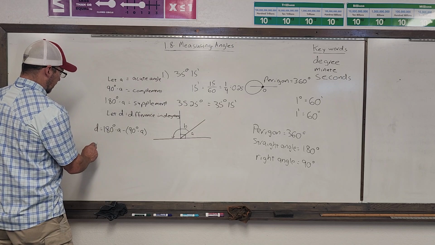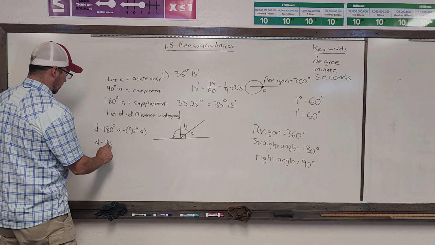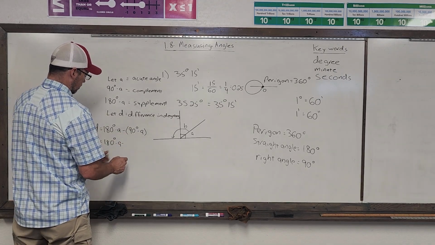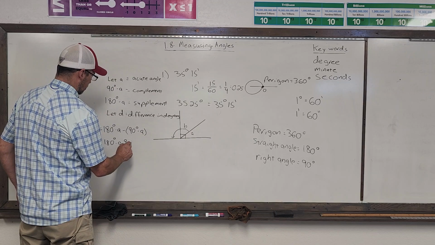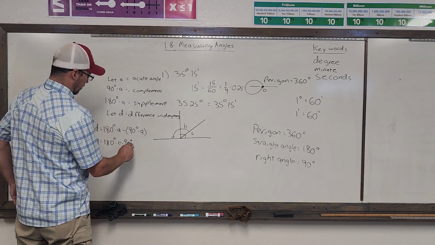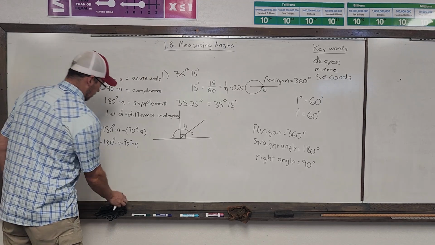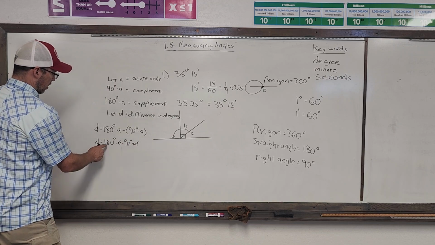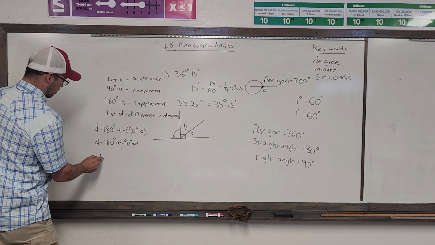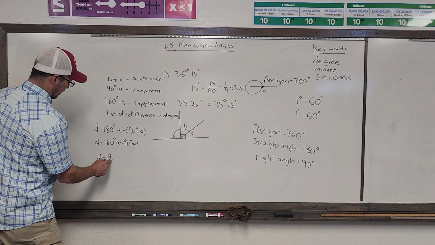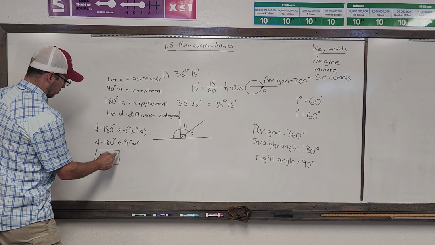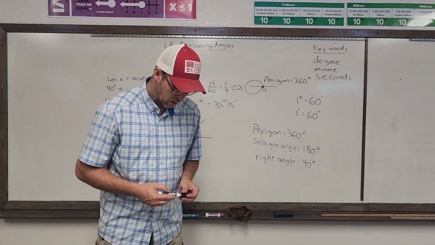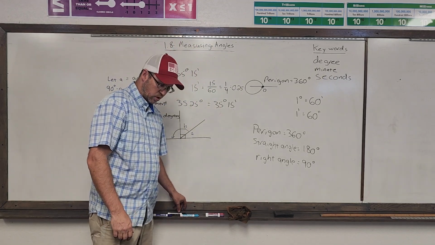So when I start cleaning this up algebraically, I'm going to get D equals 180 degrees minus A. I'm going to distribute that minus through, so I'm going to get minus 90 degrees minus a negative is going to be plus A. So now I've got my minus A and plus A cancel each other out. 180 minus 90, the difference between the supplement and the complement is 90 degrees. All right, so the difference between the complement and the supplement is going to be a right angle, it's going to be 90 degrees.